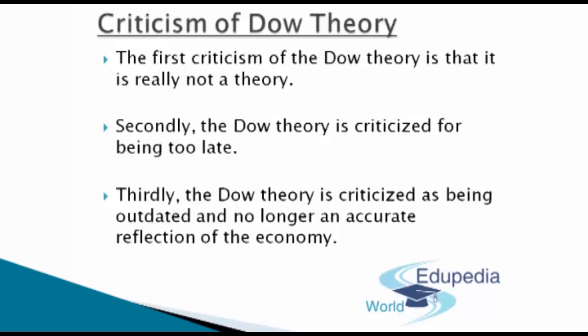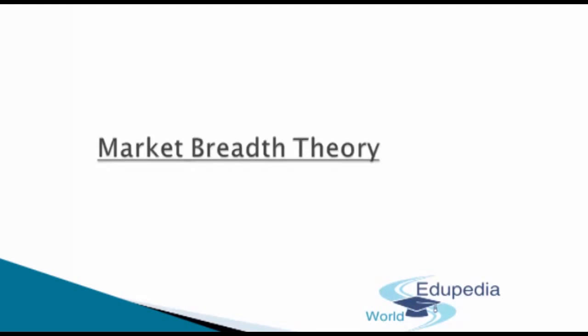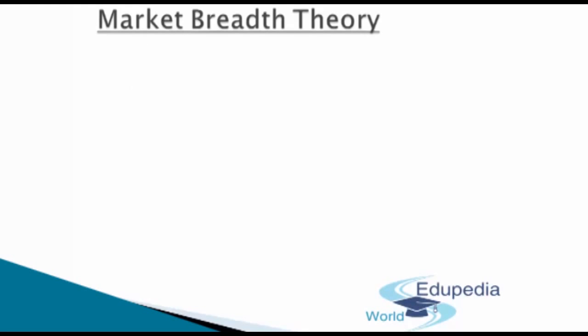So these are the three basic criticisms of Dow theory. One, it is actually not a theory. Second, it's criticized for being too late. And third, it's criticized for being outdated and no longer providing an actual reflection of the economy. So guys, that was all about Dow theory. I guess you got a complete understanding of how this theory works and the related criticisms. Now let's move to our last topic of the day, and that will be our last theory, which is market breadth theory.